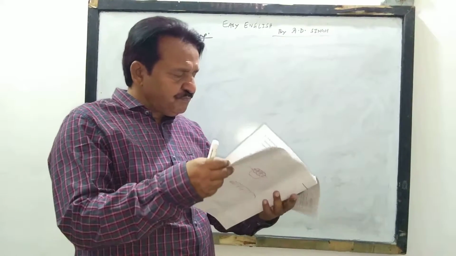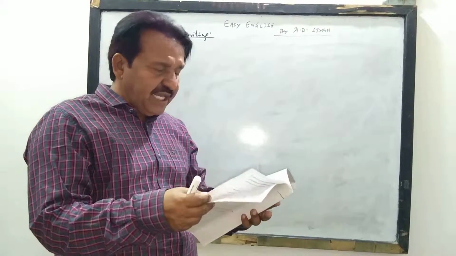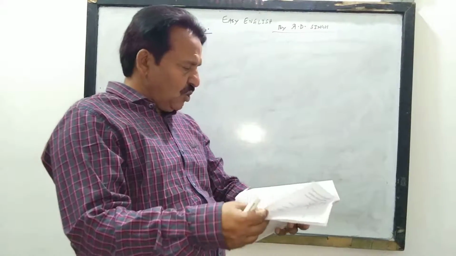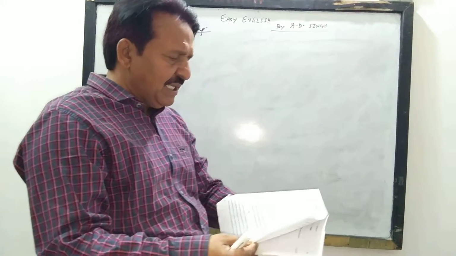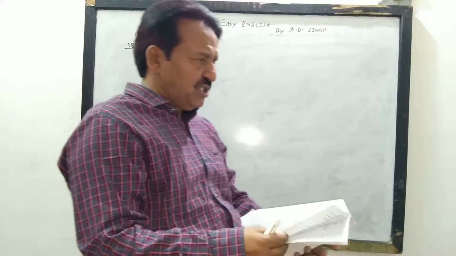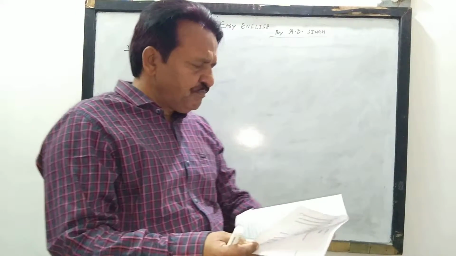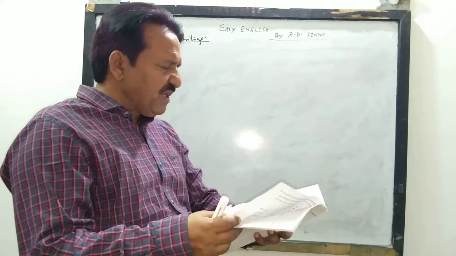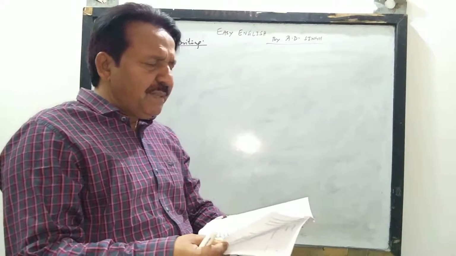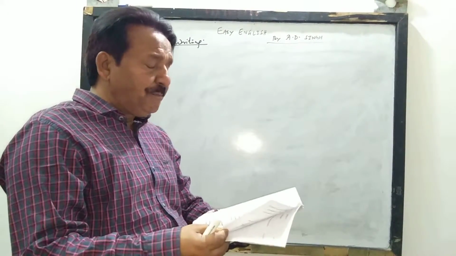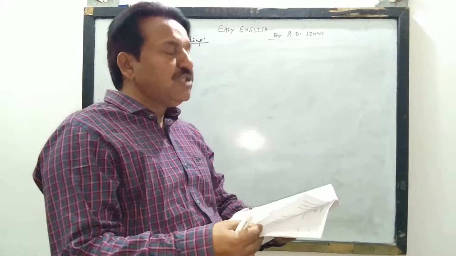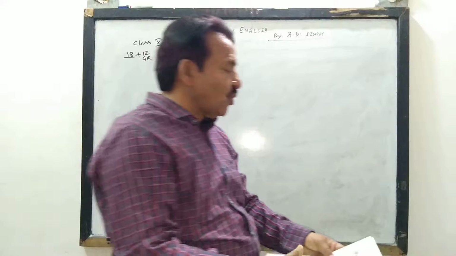So 10 plus 8, 18, and another 12 marks is grammar. So we can say that we have only 2 writing questions, 8 plus 10. The 8 marks question is a letter to the editor or a report writing, or it may be a letter of placing an order, and question number 4 is of 10 marks, and that is a story writing.